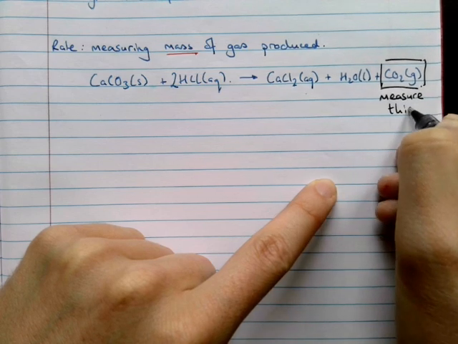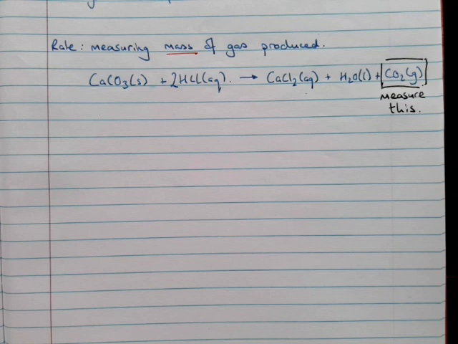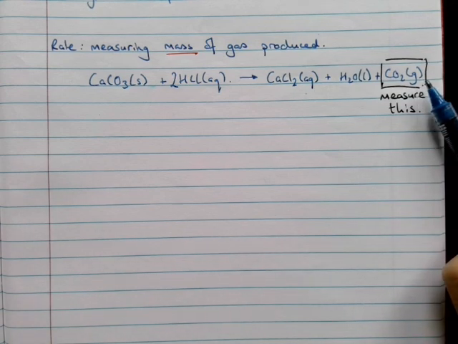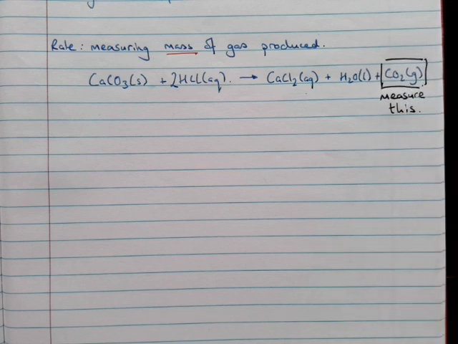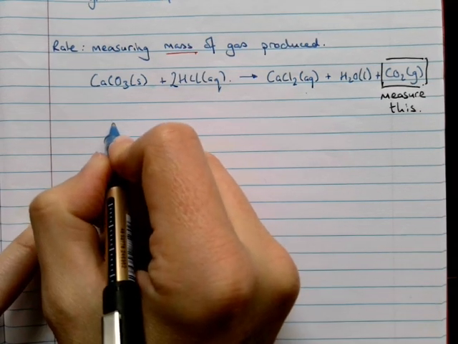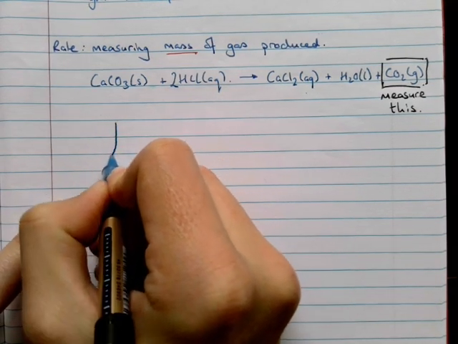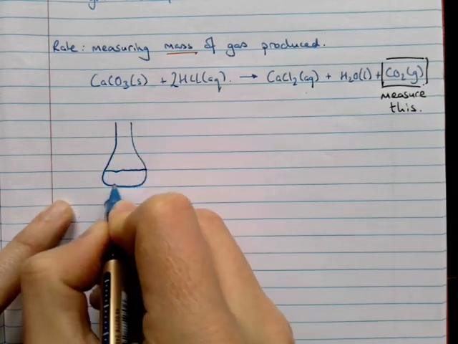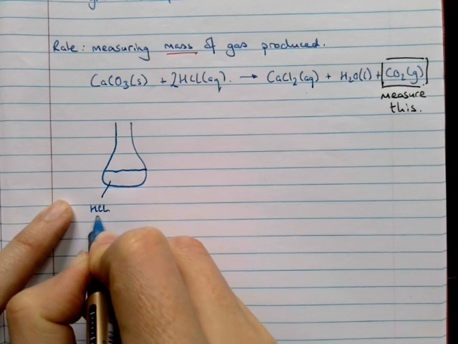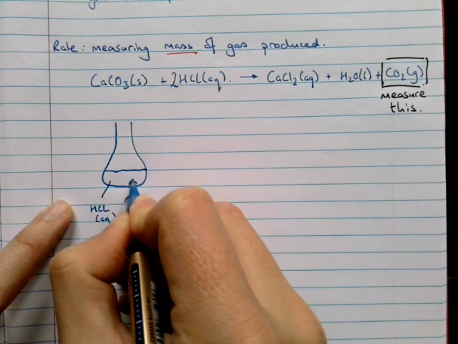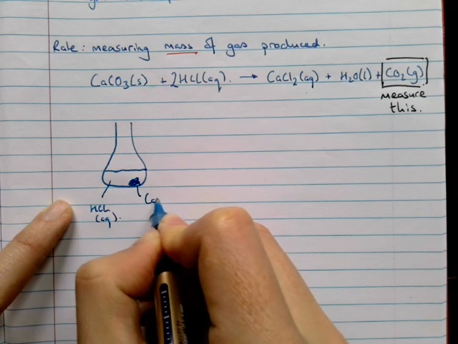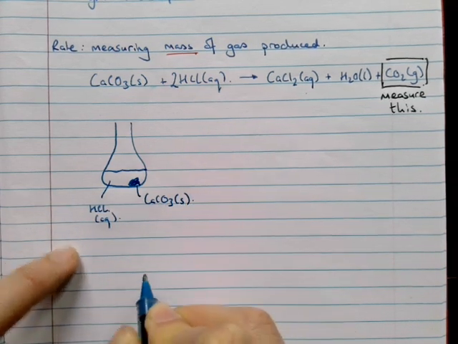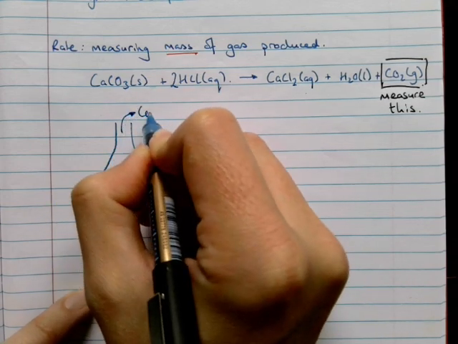We could do it using a gas syringe if we wanted to, but we're not going to do that this time. This time, we're going to measure the mass of this, and we're going to do it in a slightly clever way. Imagine your conical flask again, and inside it you've got your HCl and your calcium carbonate, a white powder, and you're producing CO2.